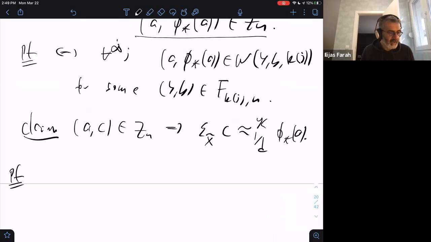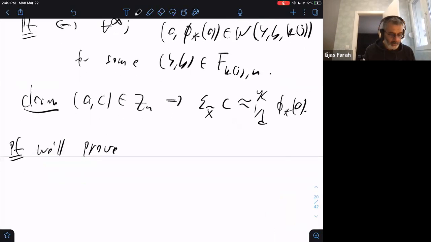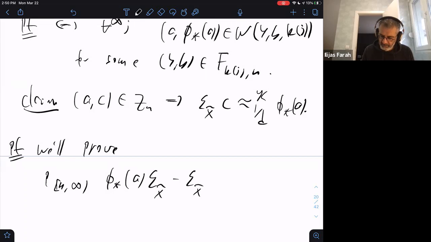Okay, so we have A, C in Zn. And now what this means, okay, so actually, what we'll prove is something slightly stronger, we'll prove that P sub n infinity of phi star of A, Qx tilde minus Qx tilde C, in norm is less or equal than 1 over D. Let's first check that, and then you will see what happens, right? So n is the n from the partition.